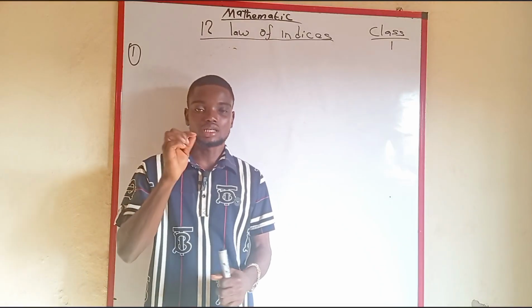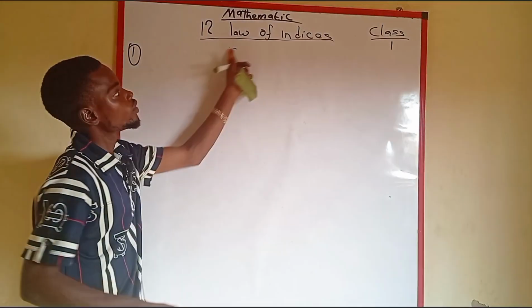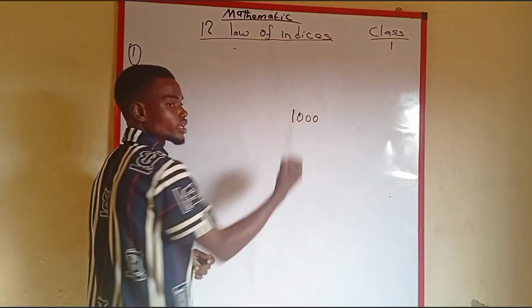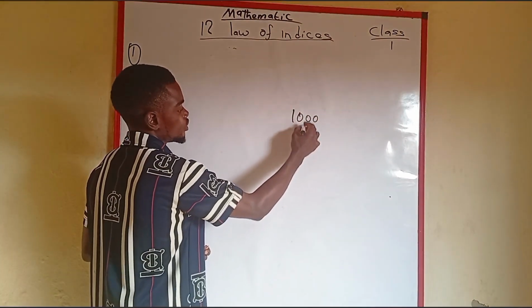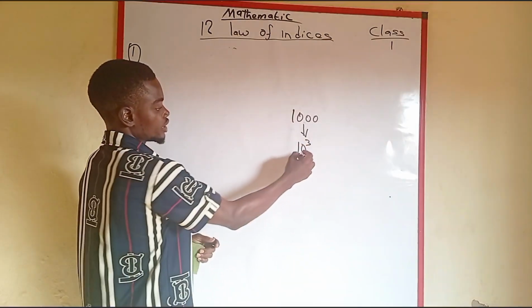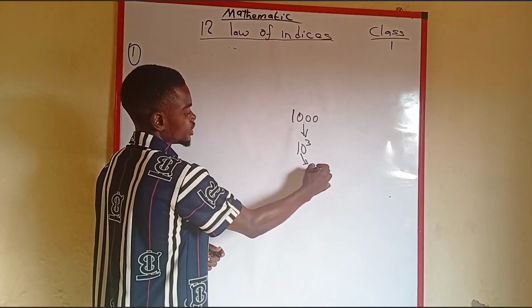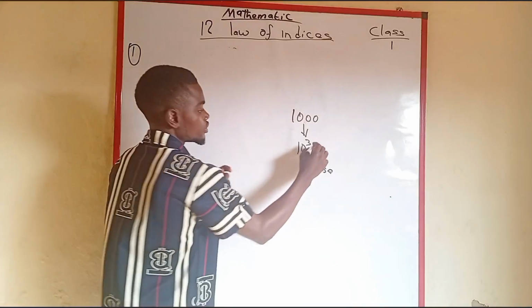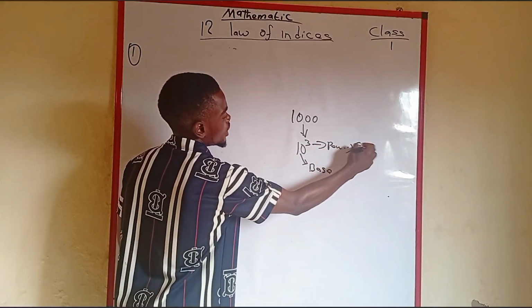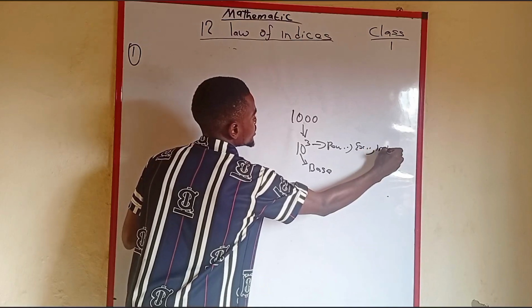Are there some exceptions in the laws of indices? Actually, we have 12 laws of indices. Now, what are indices? This is 10 I have over here. If I want to shorten this number, I'm going to make it look like 10, and on top, I'll put 3. Now, this here is what we call the base, and what is on top is known as the power, also known as exponent, and also known as indices.